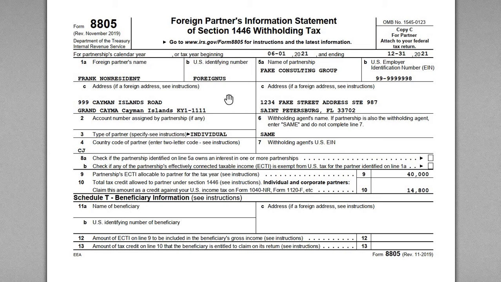Now, if Frank had an ITIN, you would use his ITIN. If this is a foreign corporation, you would use the foreign corporation's EIN. Or again, foreign US if they didn't have one.